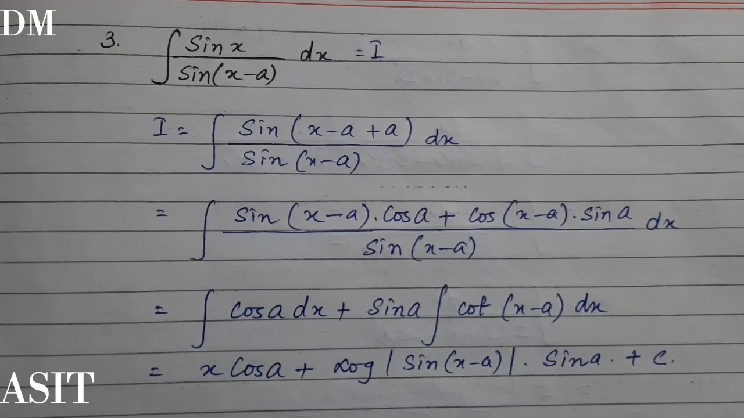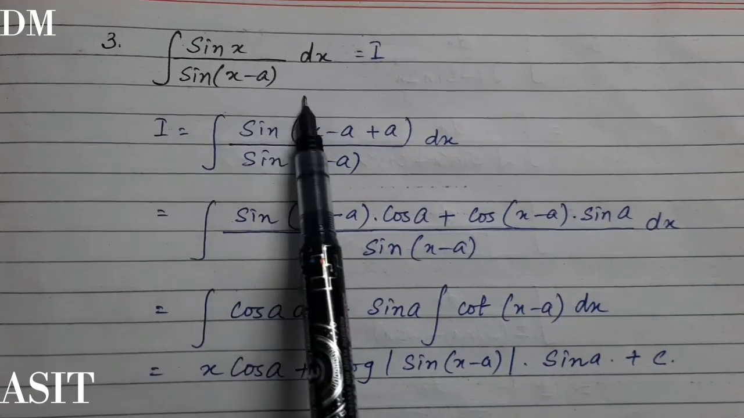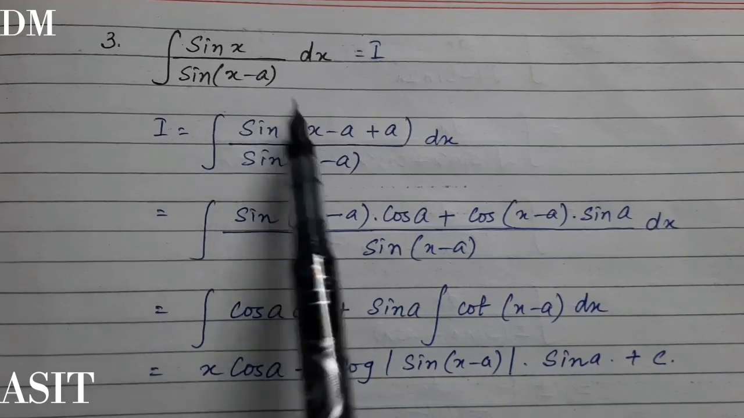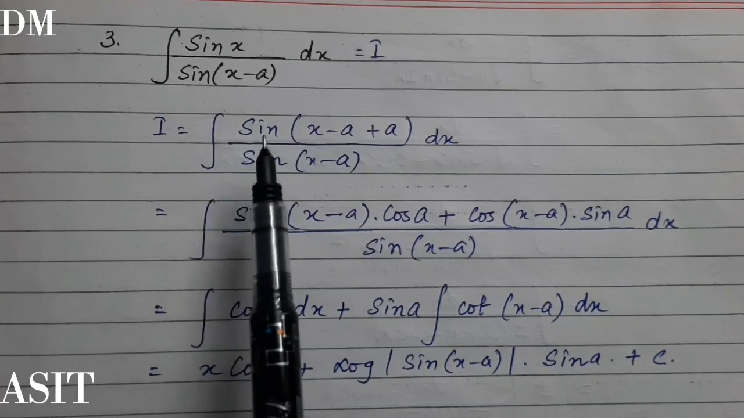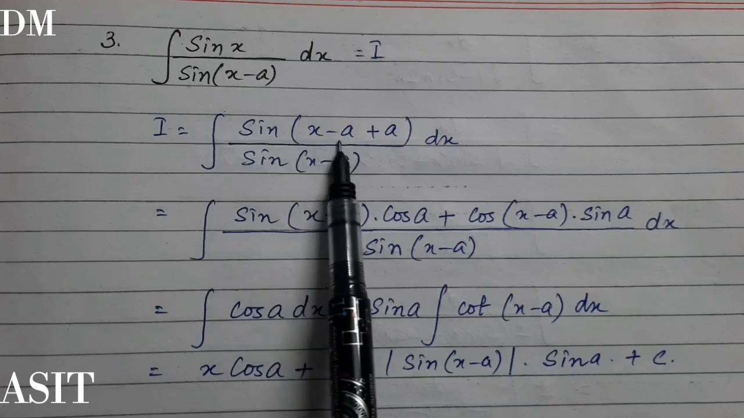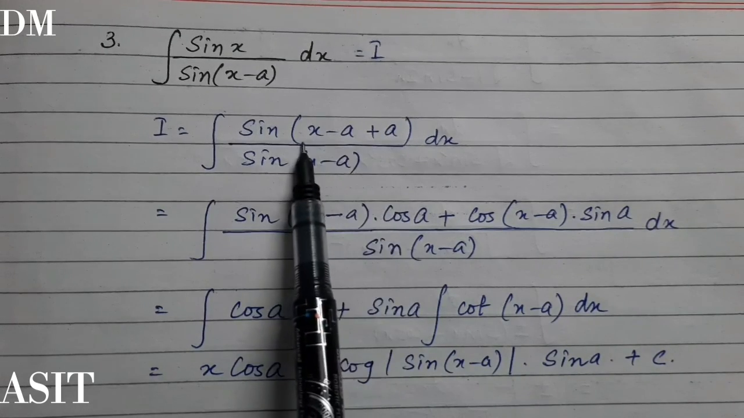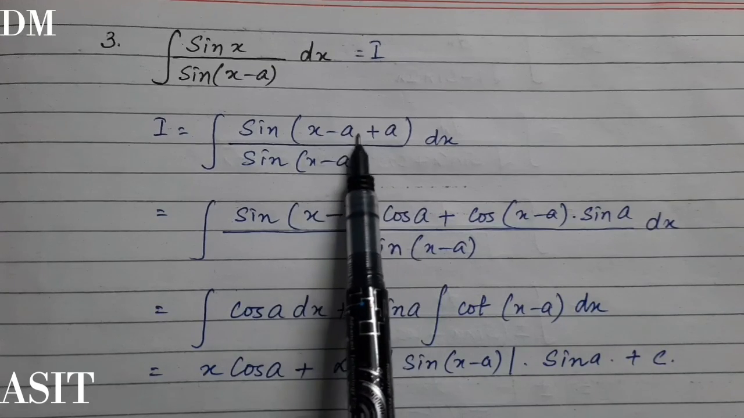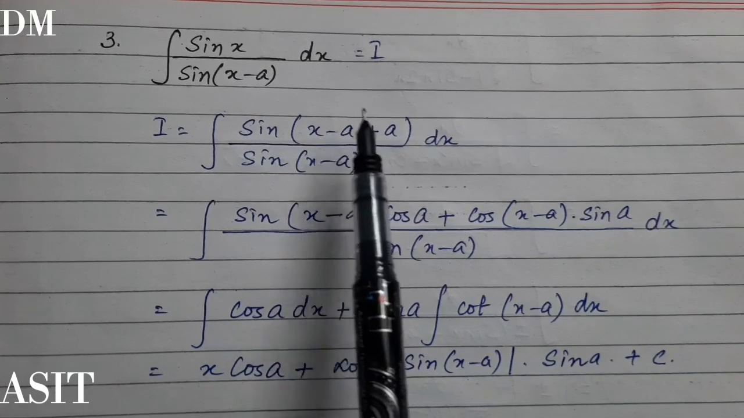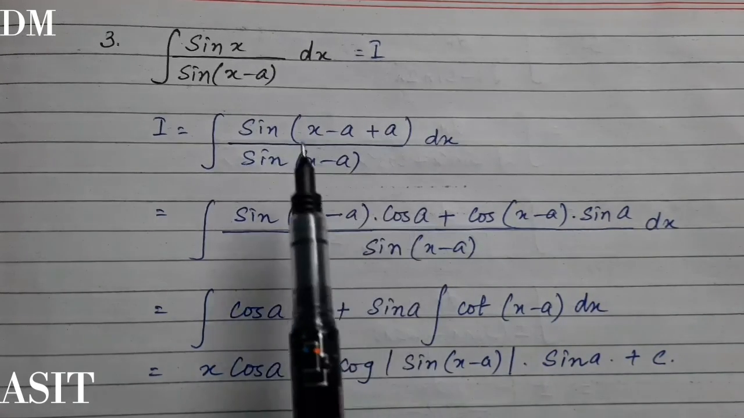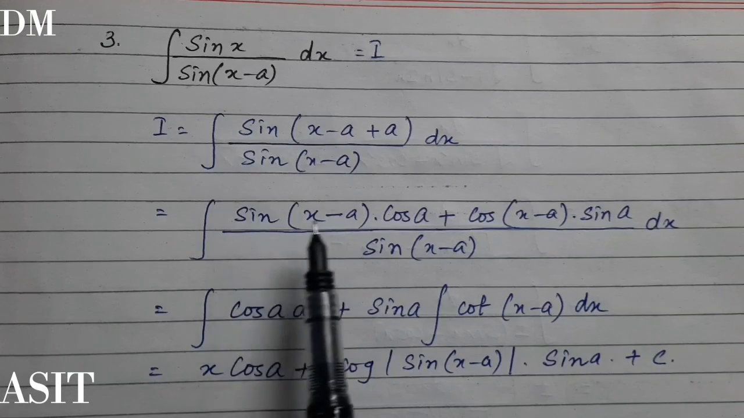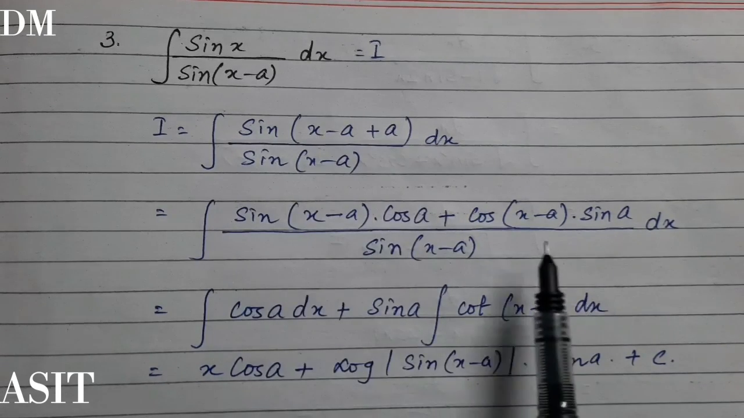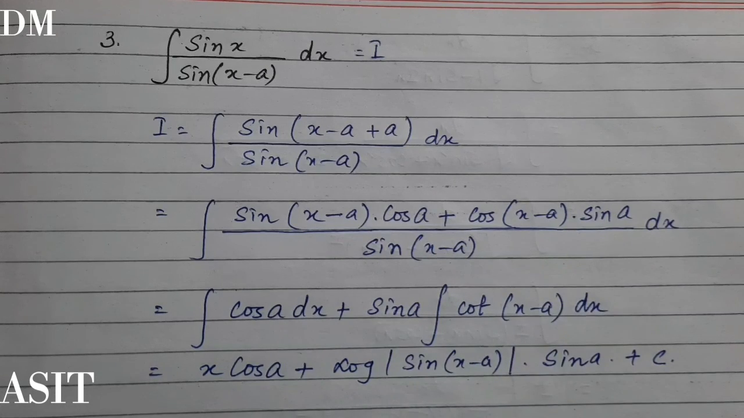Now let's see the third question, that is integration of sine x by sine of x minus a dx. So what will be the integration of that? We can write sine x as sine of (x minus a plus a). Now we can apply the sine of x plus y formula, taking x minus a as one angle and a as another angle. So it will be sine of x minus a into cos a plus cos of x minus a into sine a.